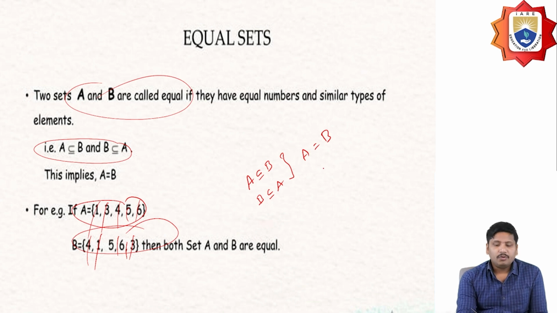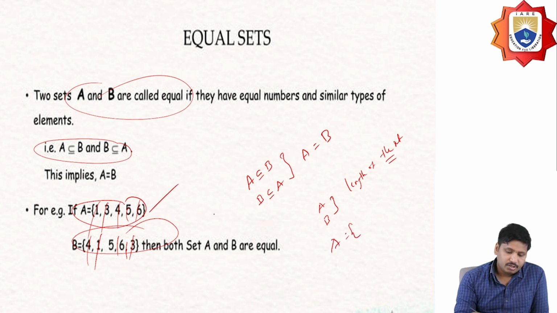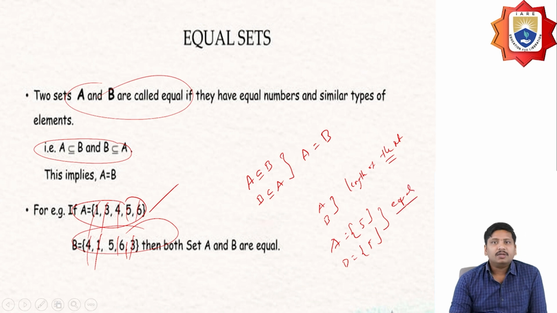So both sets are equal if they have equal numbers and similar types of numbers. I can also say both sets are equal by considering the length of the set. What is the length of the set? For A it is 5 and B is also 5. So at that time also I can say that both sets are equal. And based on the numbers and elements, I can also decide whether A equal to B or not.